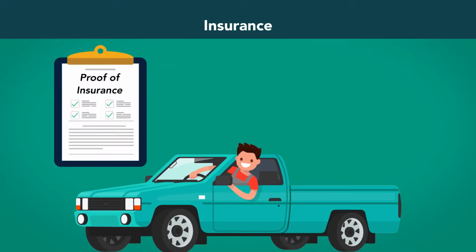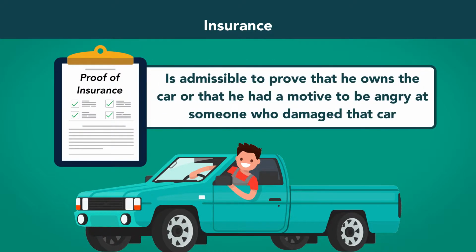For example, evidence that a person holds car insurance on a car is admissible to prove that he owns the car, or that he had a motive to be angry at someone who damaged the car.